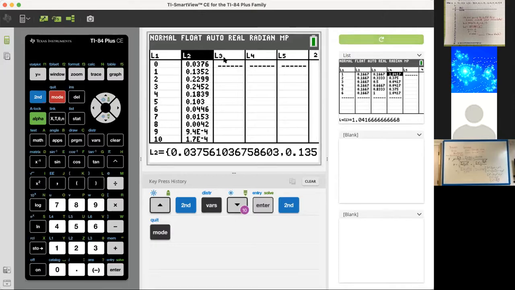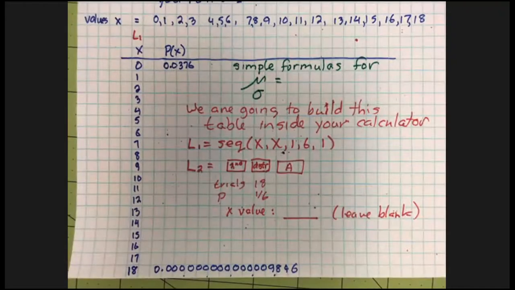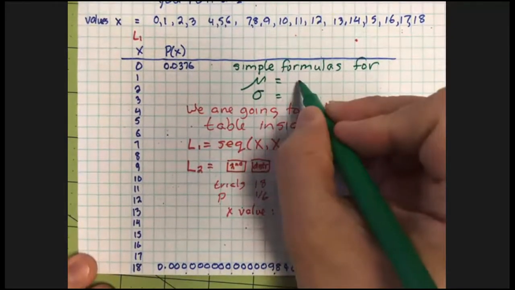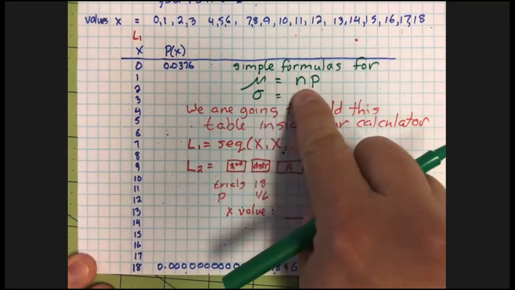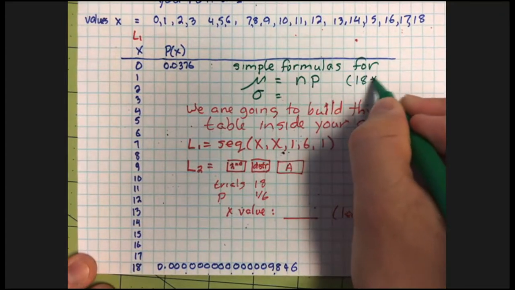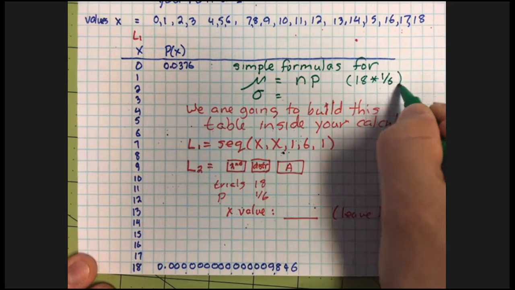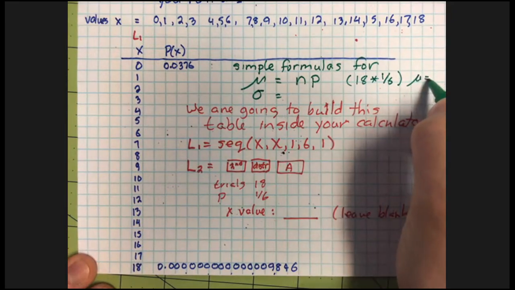Now, I want to do the mean, the median, the standard deviation, okay? But I have a very cool break for a binomial probability distribution. In the binomial probability distribution, there are simple formulas for the mean and the standard deviation. Really simple formulas to write down. I'll write them down here for you. Formula for the mean is just the number of trials times the probability. So if I did 18 trials and the probability of winning each time was 1/6, then I get the mean is 3.